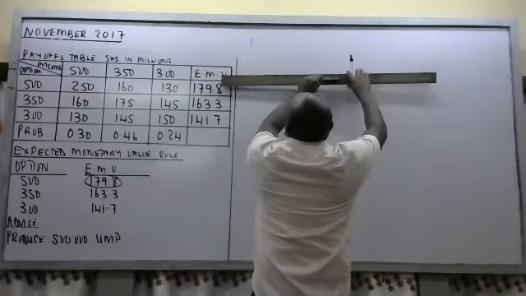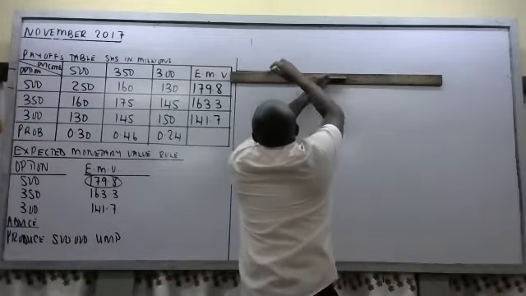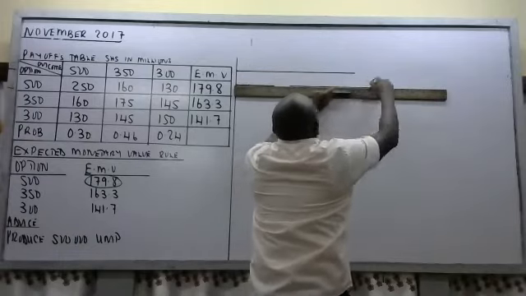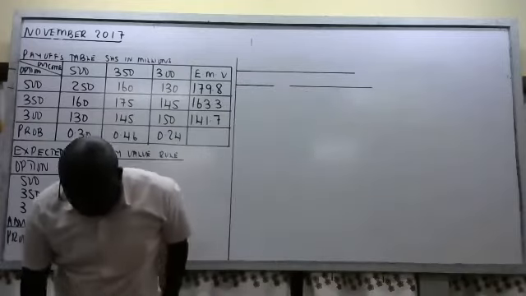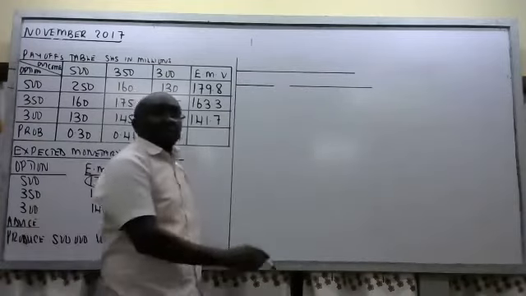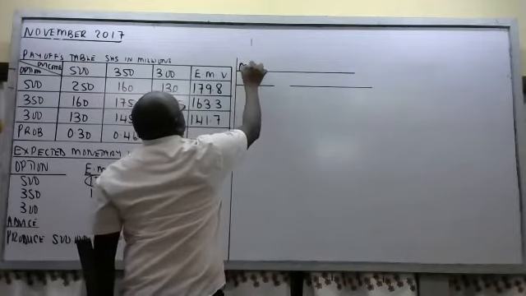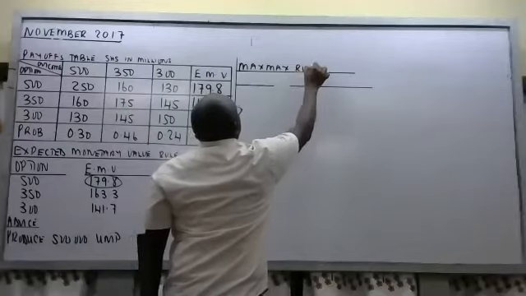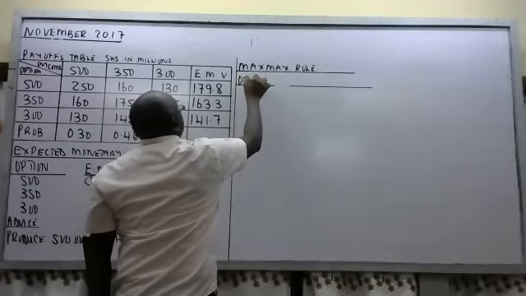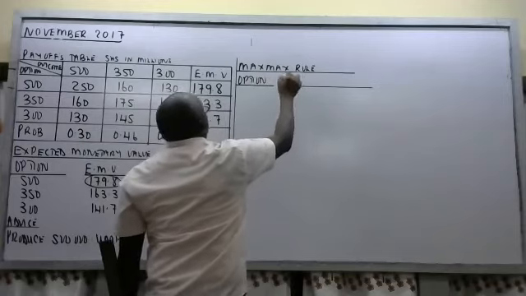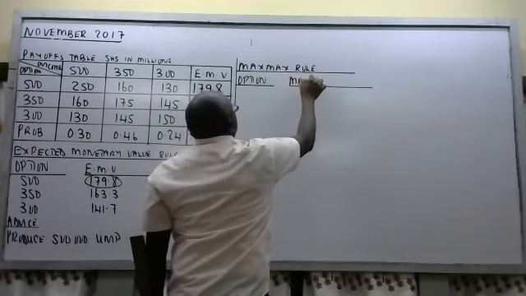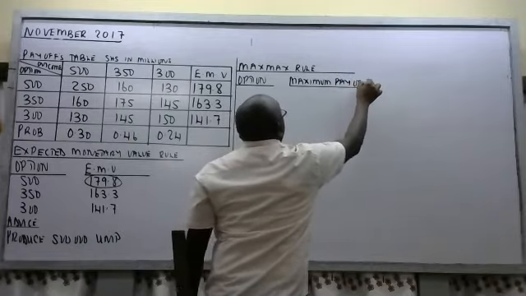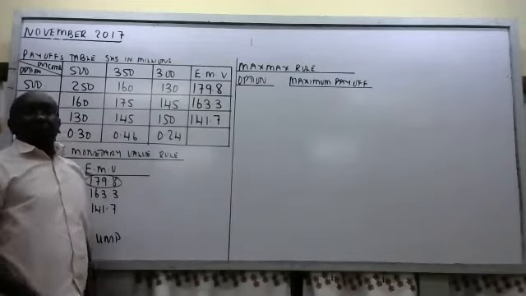So now from there, the next rule we are taught to use is the maximax rule. So this one, we have the options, and then we extract the maximum payoff. We extract the maximum payoff.